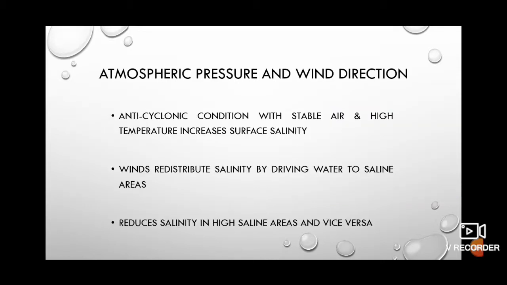Atmospheric pressure and wind direction is another controlling factor of ocean salinity. Anticyclonic conditions with stable air and high temperature increase the salinity of ocean water. Winds also help in the redistribution of salinity, as they drive saline water to less saline areas, resulting in a decrease of salinity in the former area and an increase of salinity in the latter.